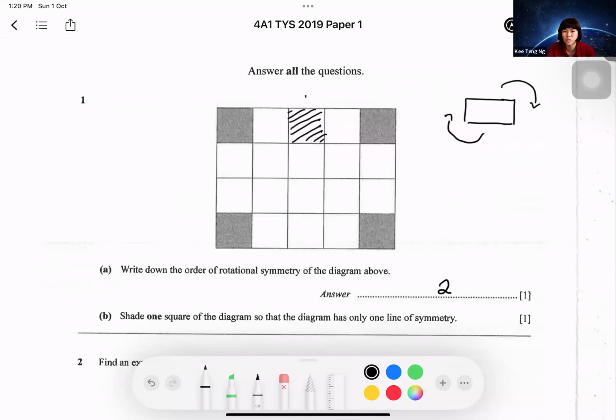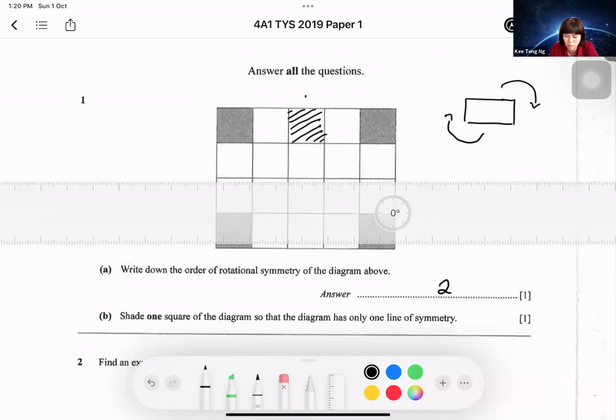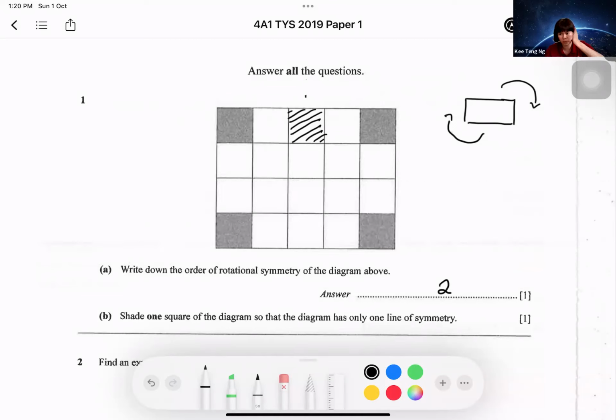Of course you can shade anywhere along the center line. But if you prefer the other way around, with this one as the line of symmetry, then that will be a little bit of a problem. We cannot have a line of symmetry along here. If I have a line of symmetry along this side, whatever I shade on top, I must have another square shaded below. That means I need to shade 2 squares, but this one only says 1 square. So this is the only possible line of symmetry.